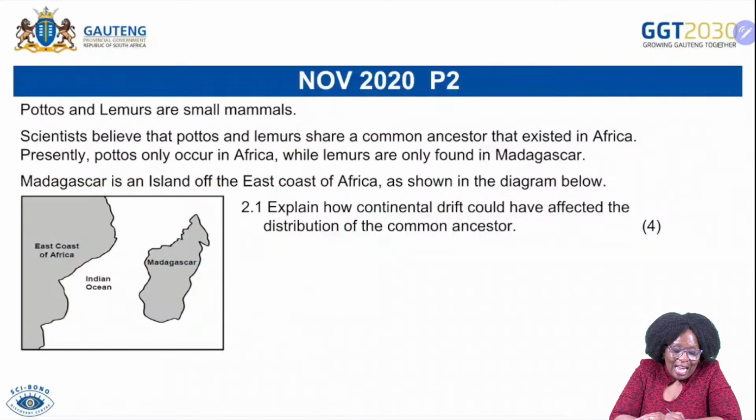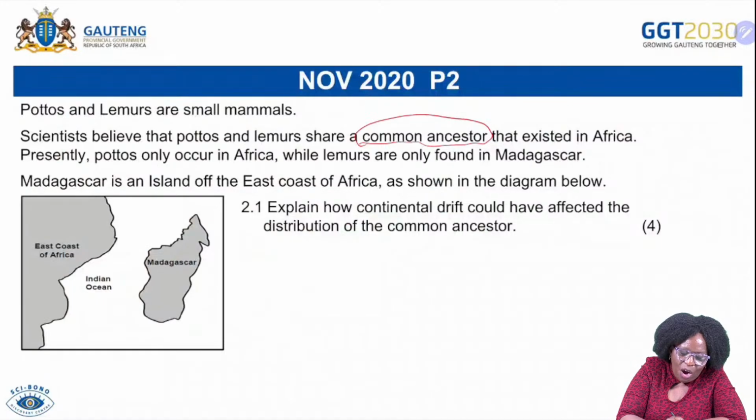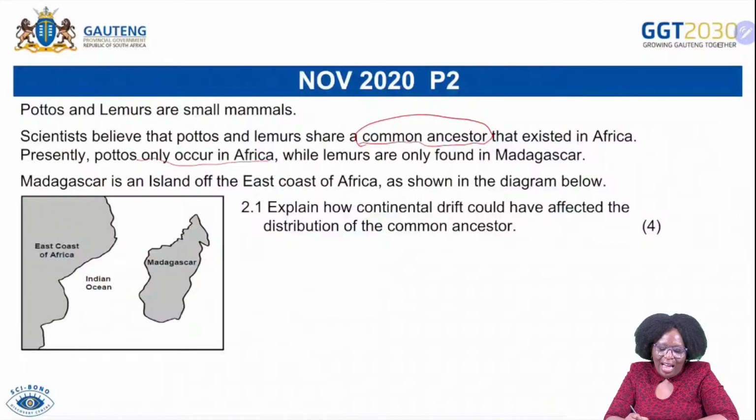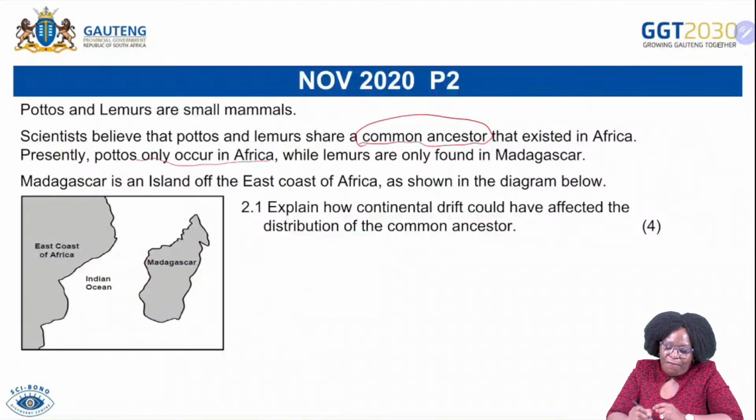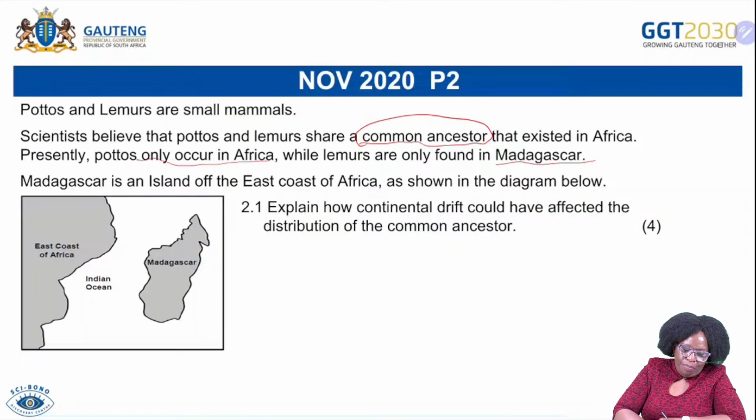Now let's look at this other question. Potos and lemurs are small mammals. Scientists believe that potos and lemurs share a common ancestor that existed in Africa. So we are looking at common ancestry that existed in Africa. Presently, potos only occur in Africa and lemurs are only found in Madagascar. Madagascar is an island off the east coast of Africa, as shown in the diagram below.